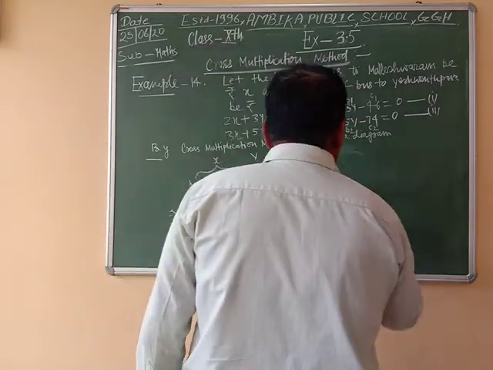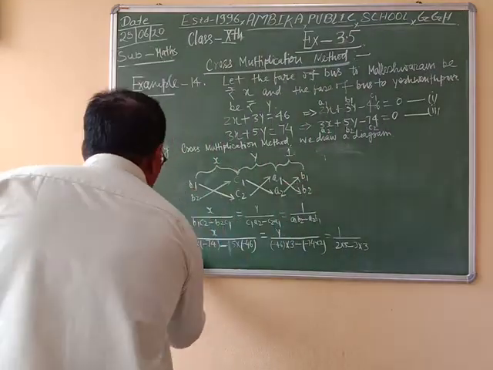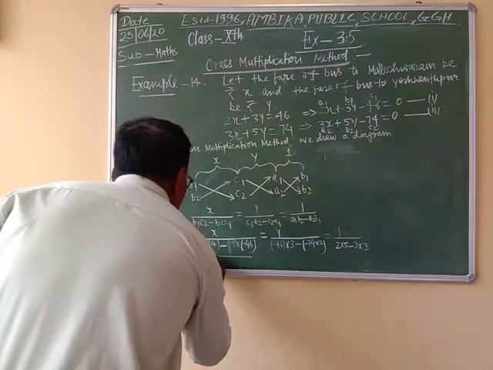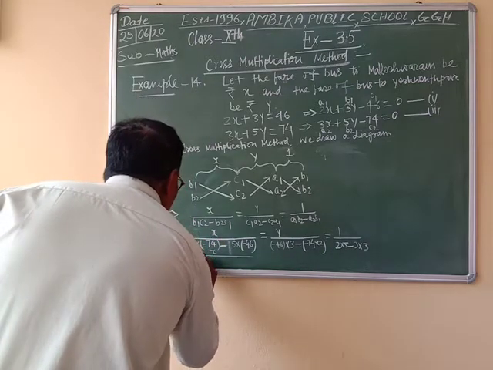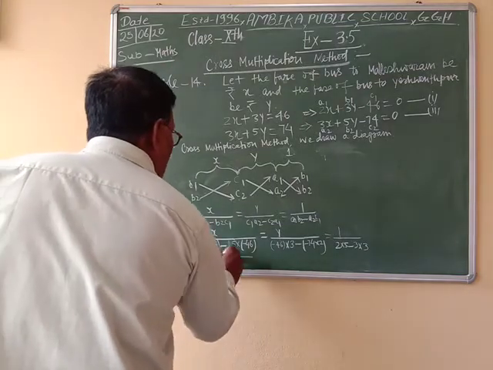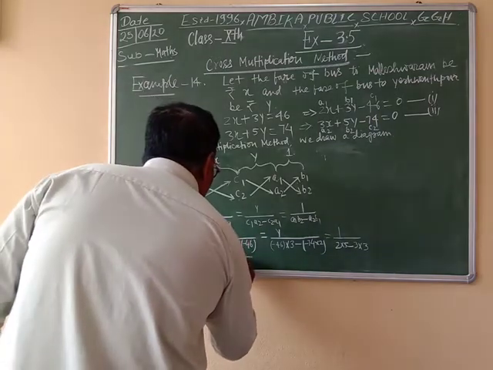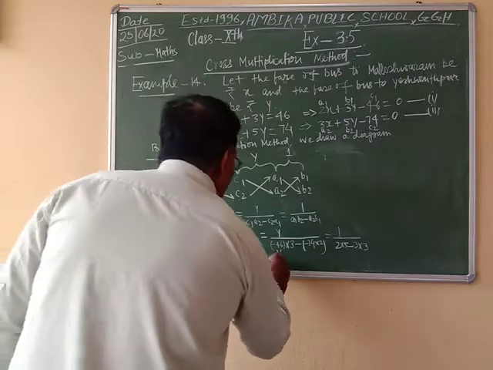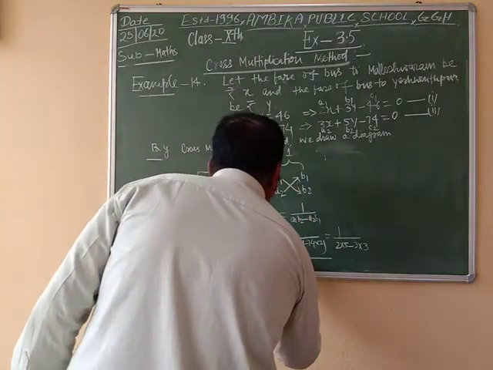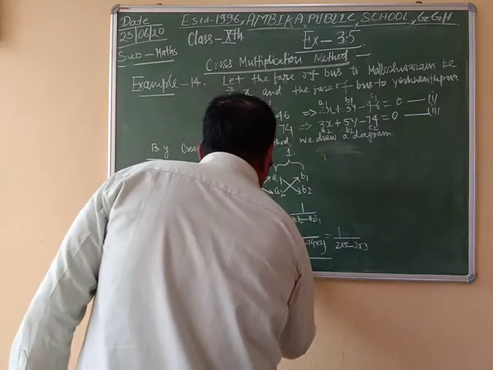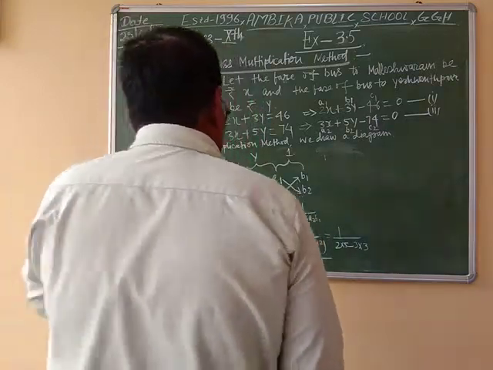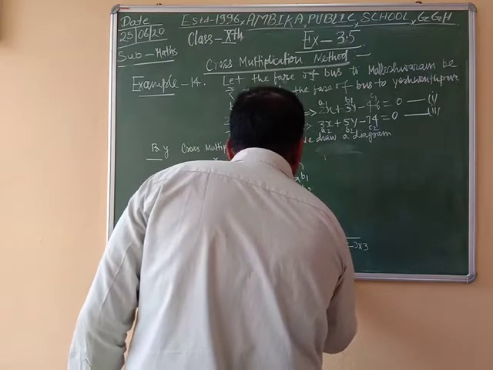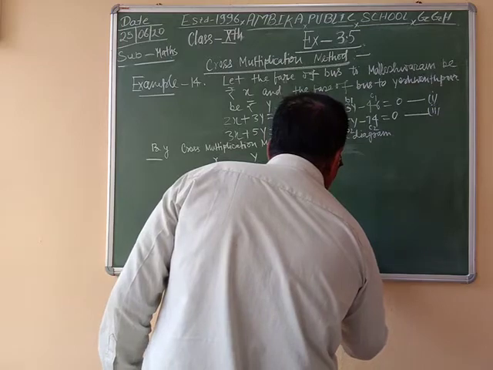A2 B1, 3 into 3. Minus 3 into 3 is equal to x by 230 minus 224, is equal to y by minus 138 plus 148, is equal to 1 by 10 minus 9.